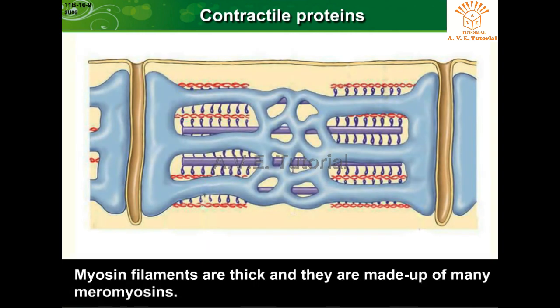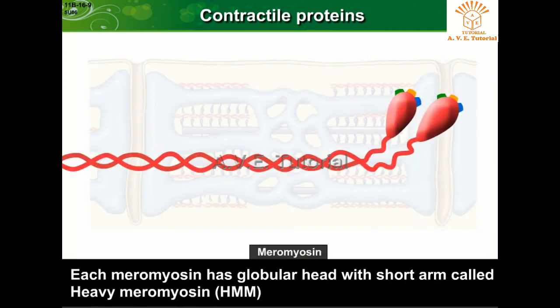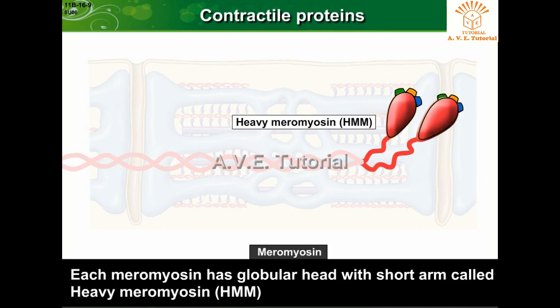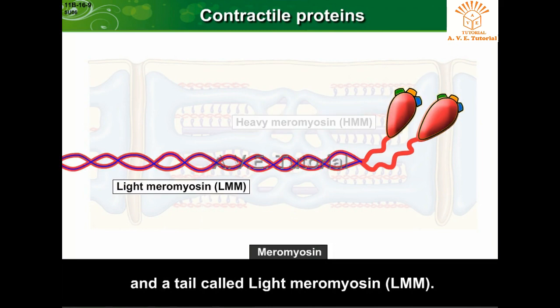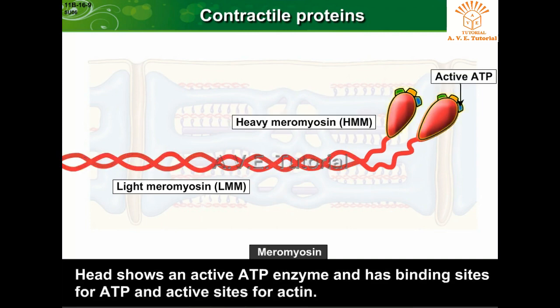Myosin filaments are thick and they are made up of many meromyosins. Each meromyosin has globular head with short arm called heavy meromyosin or HMM and a tail called light meromyosin LMM. Head shows an active ATPase enzyme, and has binding sites for ATP and active sites for actin.